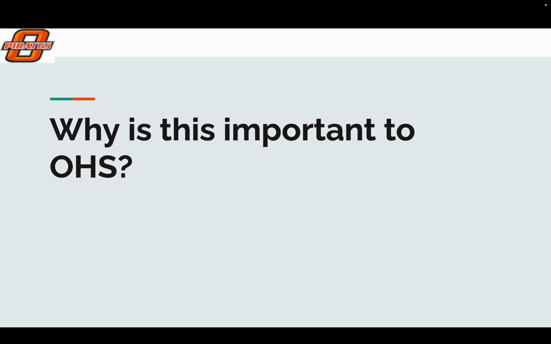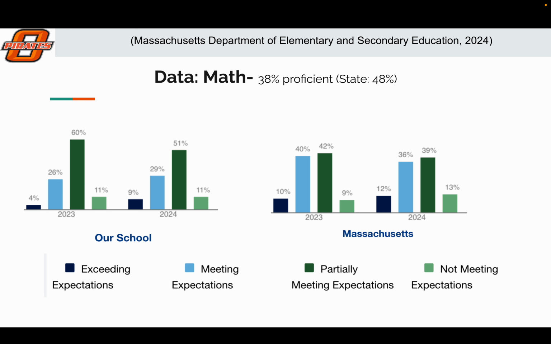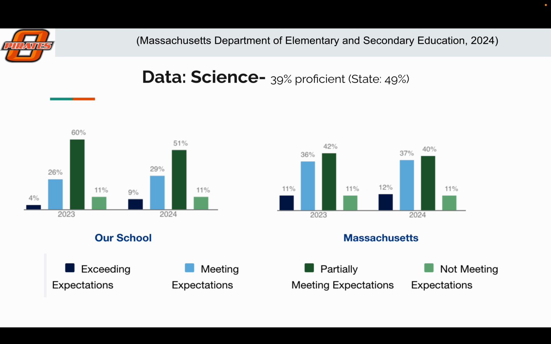So why is formative assessment important to OHS? These graphs show our urgency to improve student achievement. Our ELA proficiency is 42% compared to the state's 57%. This unacceptable achievement gap is the need that our evidence-based practices today are designed to address. Our math proficiency is at 38% compared to the state's 48%, and our science proficiency is also 10% below the state level.